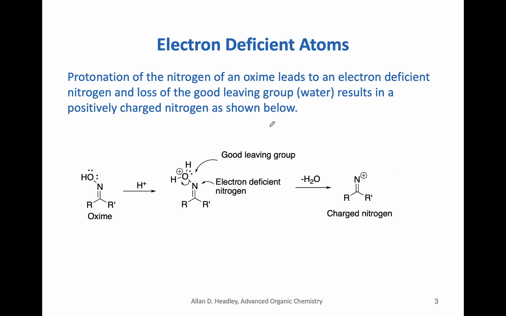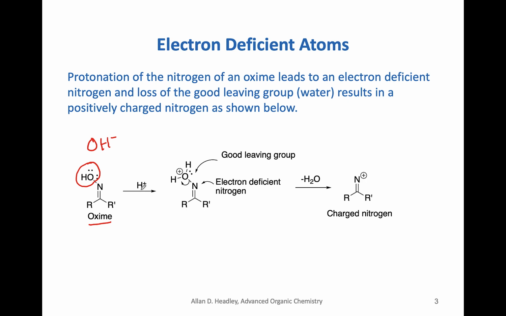Okay, let's get into some more specifics. Let's look again at electron deficient nitrogen. So here's an oxime, and it's bonded to the OH group. As you know, the oxygen here is electronegative. So this bond is a polar covalent bond, but it is not a good leaving group. OH negative, as you will recall, is a very strong base. So it is not stable, not a good leaving group.